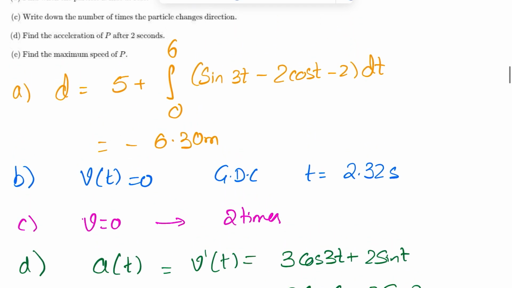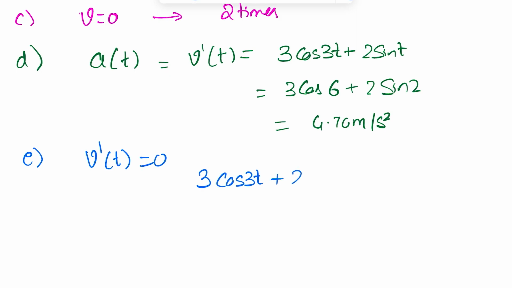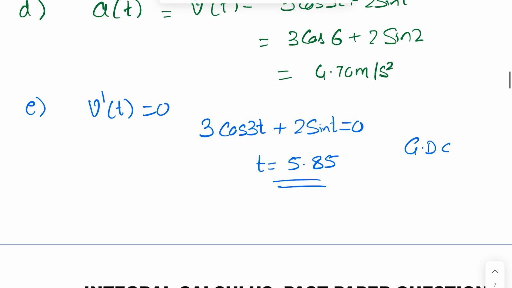Then finally it is asking, find the maximum speed of V. Maximum speed means the first derivative should be equal to 0, which means the acceleration should be equal to 0. 3 cos 3t plus 2 sin t equals 0. Use the GDC over here. So t equals 5.85. That's going to be the answer for time. But he's asking what is the speed. So once you get this time, plug it into the velocity equation. So velocity at 5.85 gives you the answer of 4.78 meters per second squared.